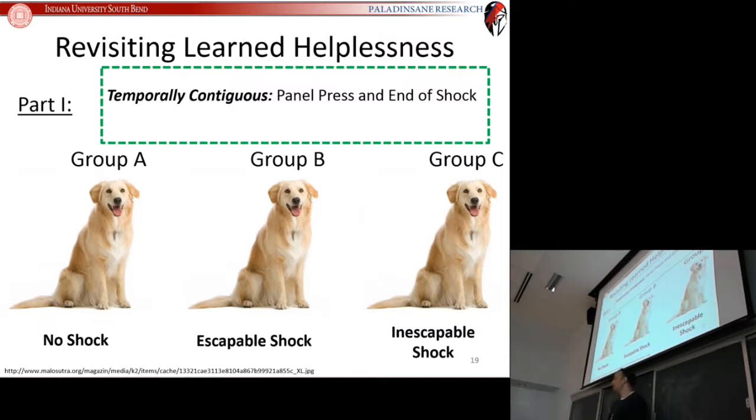So in the beginning, there was a lot of time between the time the shock started and the panel press occurred, but throughout the entire experiment, as soon as they pressed that panel, the shock was turned off. So that would mean that there was a high temporal contiguity between those two events.